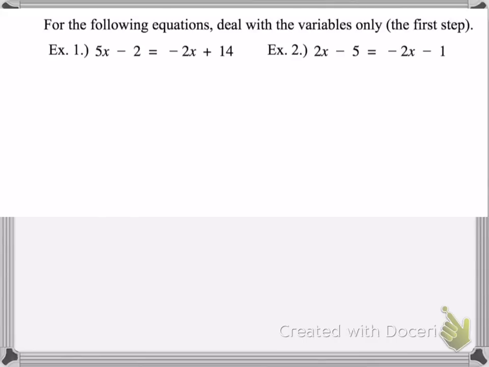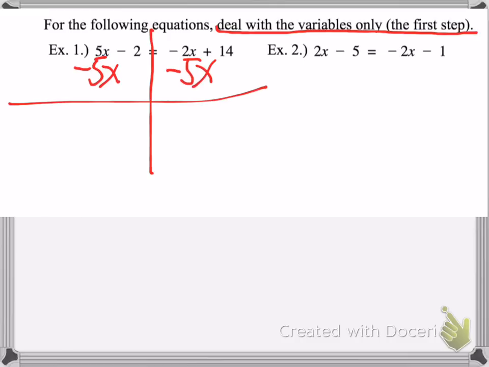So for the following equations, we want to deal with the variables only. So all I'm going to do is mess with the variables, so I get all the variables either on the left or on the right. It honestly does not matter which way you do it, as long as you deal with it properly. So in the first one, I've got 5x and negative 2x. So I'm going to subtract 5x from both sides. If I take 5x away from the left side, I'm going to take 5x away from the right side.